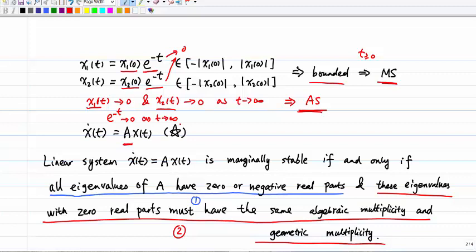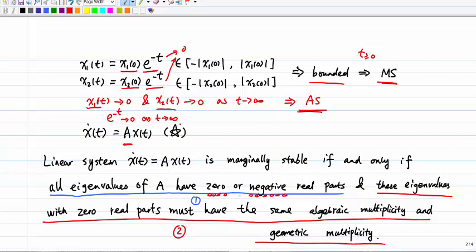So here's the general condition that guarantees the system is marginally stable. The linear system x dot t = A x t is marginally stable if and only if all eigenvalues of A have 0 or negative real parts. Which means we need to check the eigenvalues of A. The first condition is that eigenvalues of A have 0 or negative real parts.